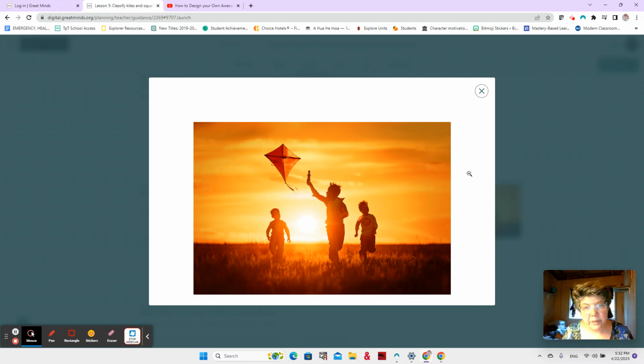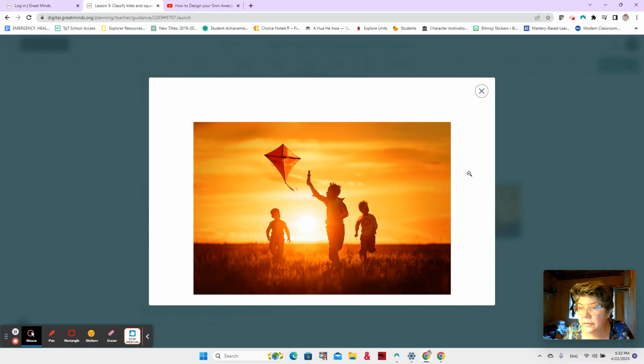So you might notice that the kite in the picture is a quadrilateral. Quadrilateral meaning it has four sides and it has four angles. And that kite is also made up of four triangles. So in math, there's a quadrilateral that's called a kite.